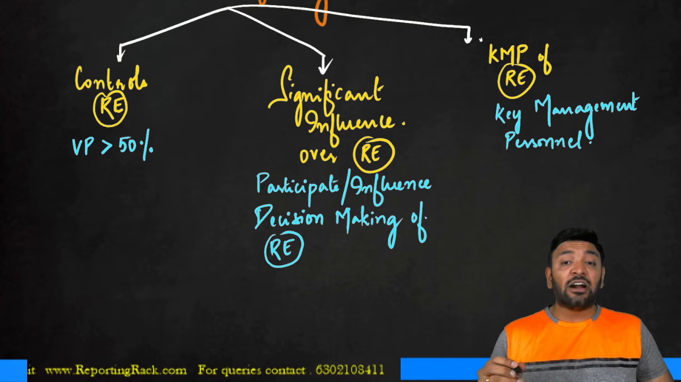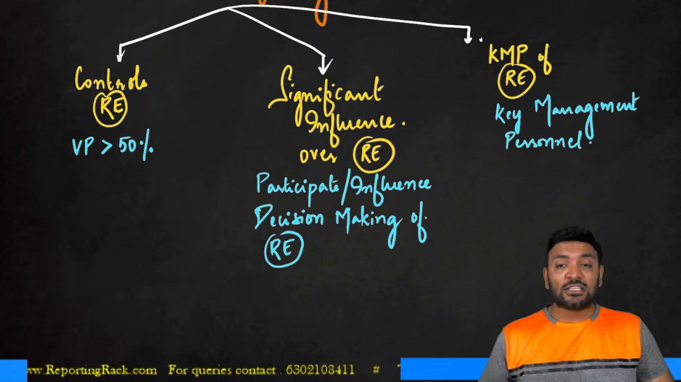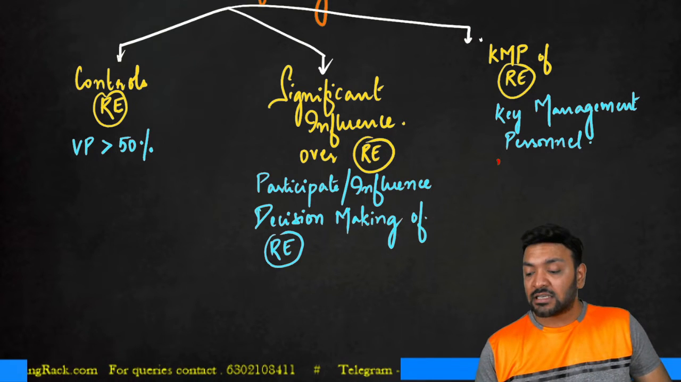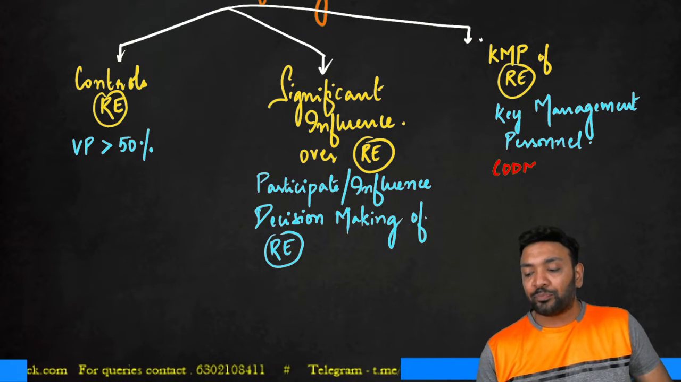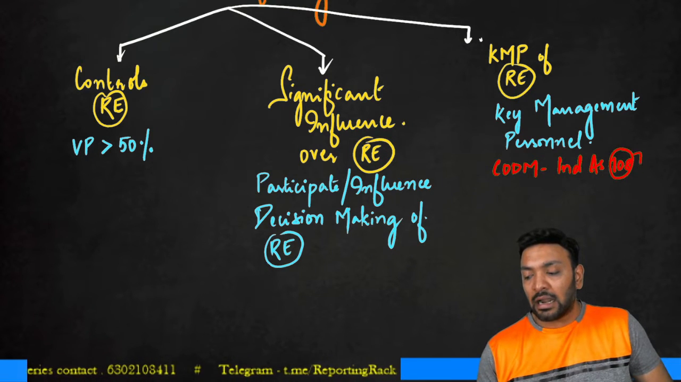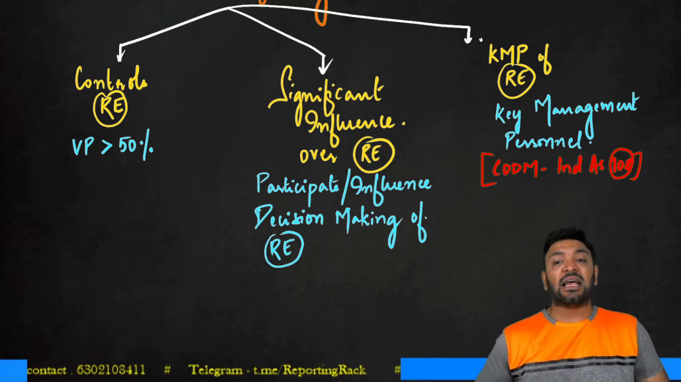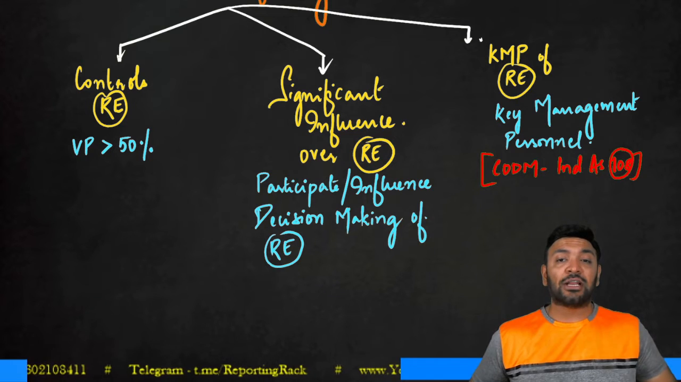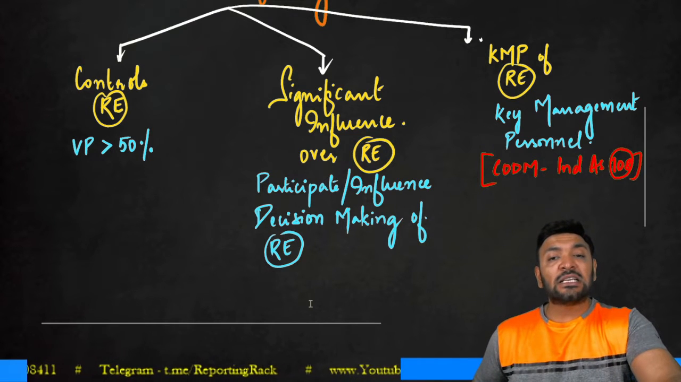Very similar is a word we have seen in IND AS 108 as well. Under IND AS 108, we call that person as CODM, Chief Operating Decision Maker. Now, what does he do?